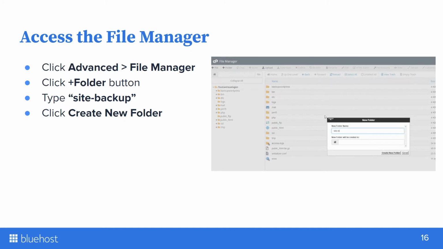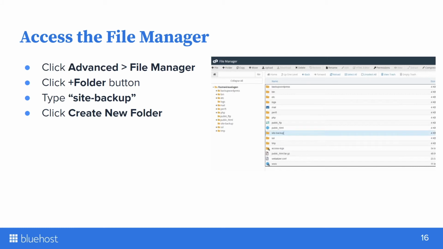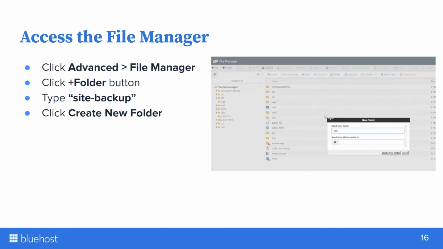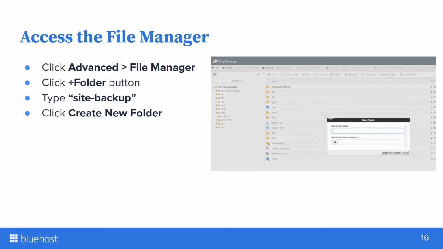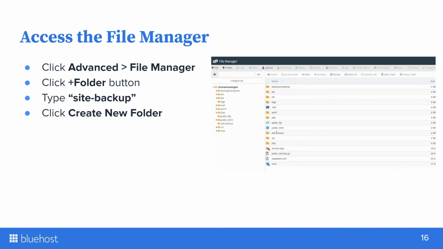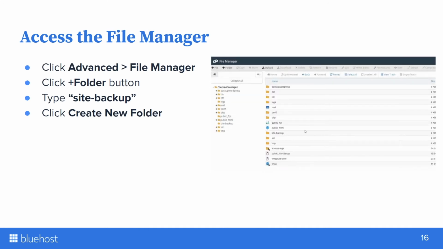And it's just asking you, okay, what do you want to name this brand new folder that you want to create? And you'll just type it in. You can name this whatever you want, but for my sake, I called it site-backup. So you'll type that in, and then you can click on the create new folder button. Once you click on that, it'll just show up in your file manager. You'll see it refresh briefly. And as you can see on my animated GIF here, it shows you how that looks.